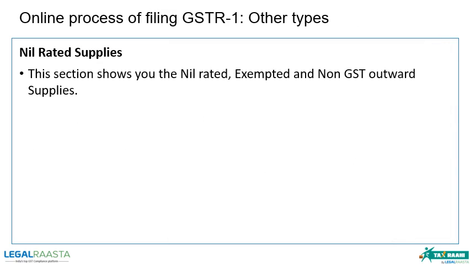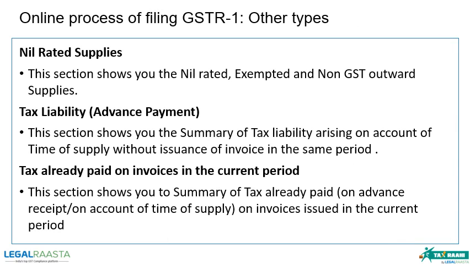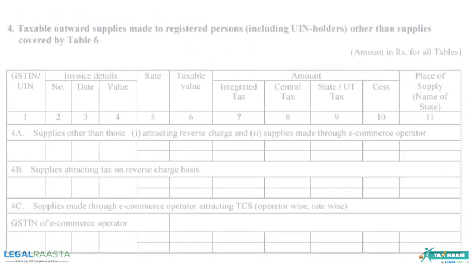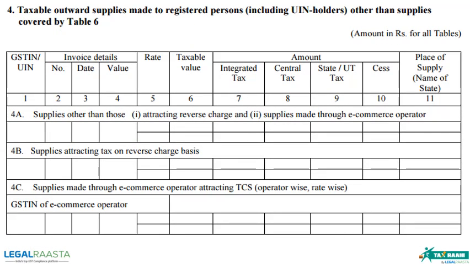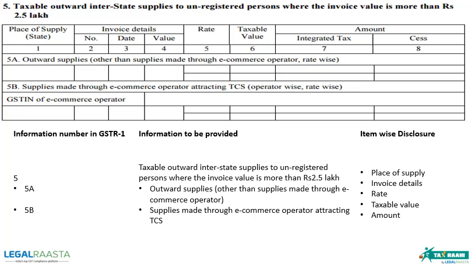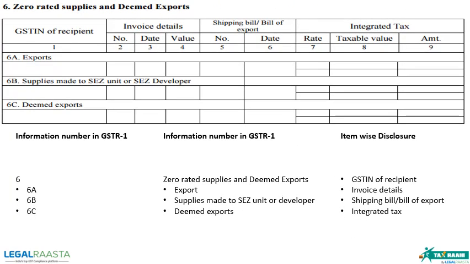The process of GSTR 1 also includes the details of the nil rated supplies, tax liability and tax already paid on invoices. When you file GSTR 1, you have to fill certain details like GSTIN, turnover, etc. Details of outward supplies to a registered person such as GSTIN, UIN, invoice details, place of supply, etc. Details of outward interstate supplies to an unregistered person such as invoice details, place of supply, taxable value, etc. Details of zero rated supplies and deemed exports such as GSTIN of recipient, invoice details, integrated tax, etc.